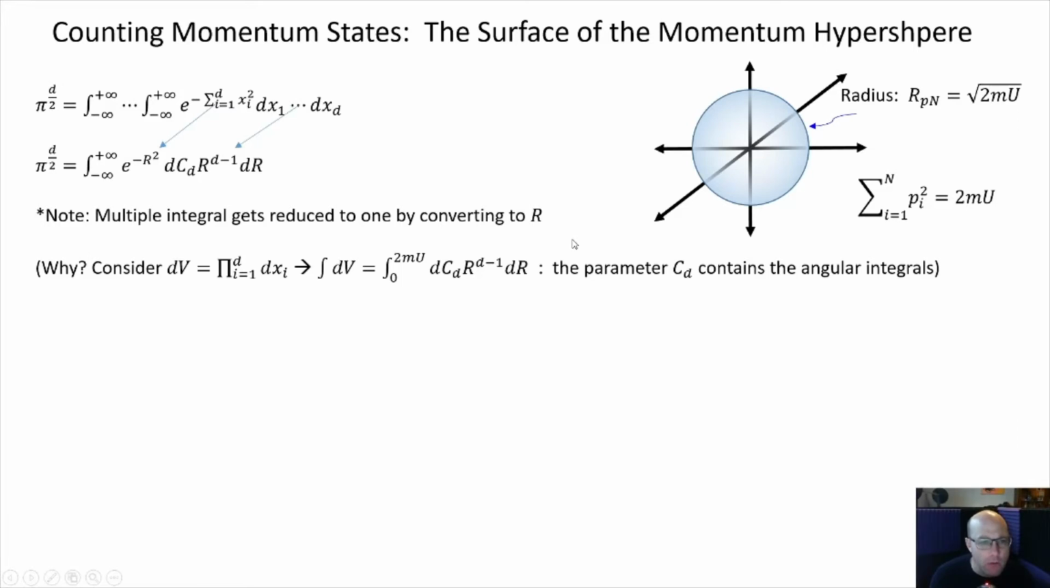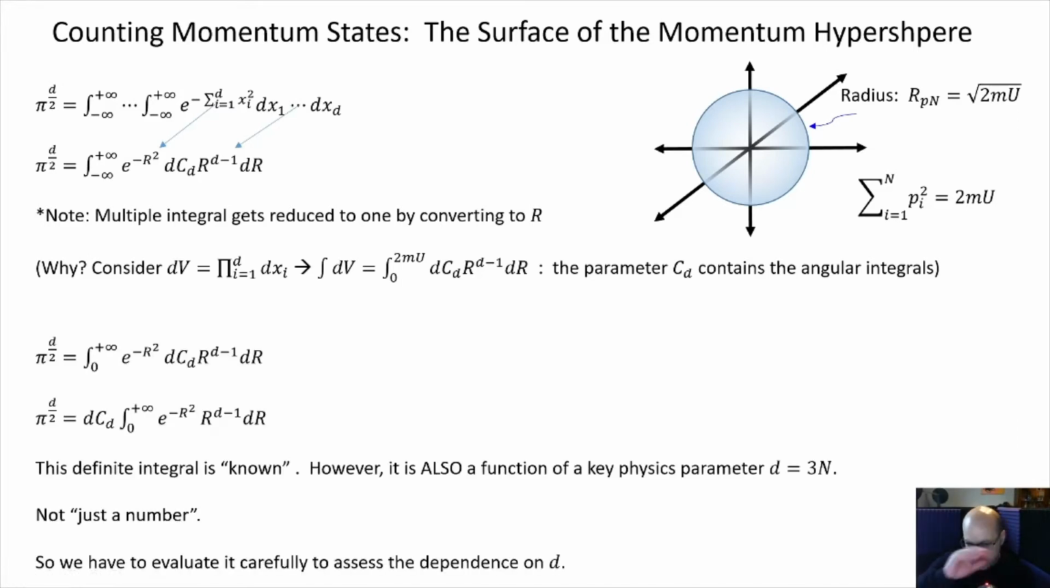But what are we going to do now? Well, we've got an integral. It contains c sub d. We can factor d times c sub d out of the integral. And then the nice thing is the thing that's in here is a known integral. Okay?